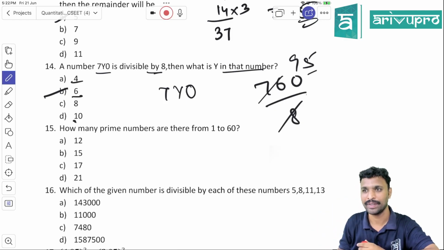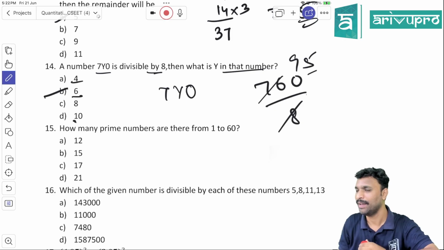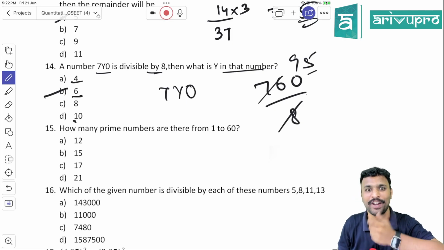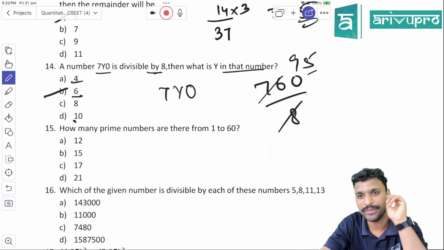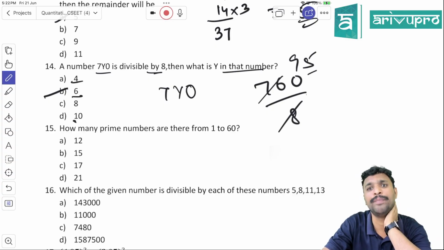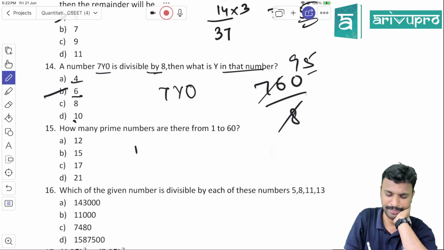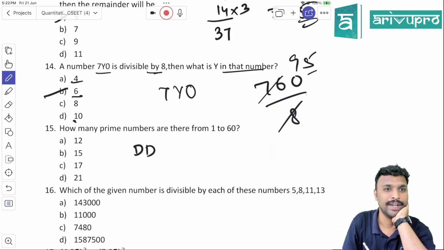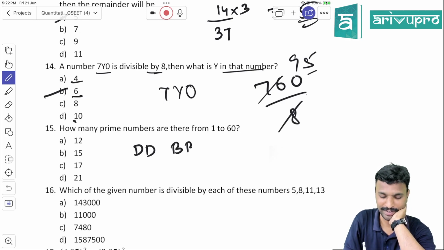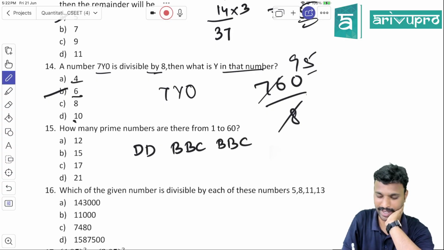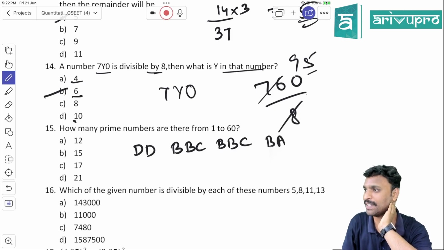Difficult, right? First of all, after certain numbers, what are prime numbers? I'll give you a shortcut for this, to count the prime numbers. Remember: DD, Doordarshan, BBC News, again BBC, again BA, Bachelor of Arts. Remember this mantra.